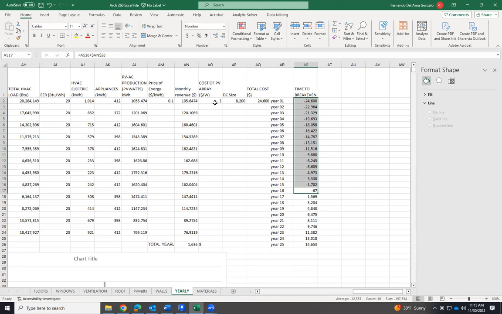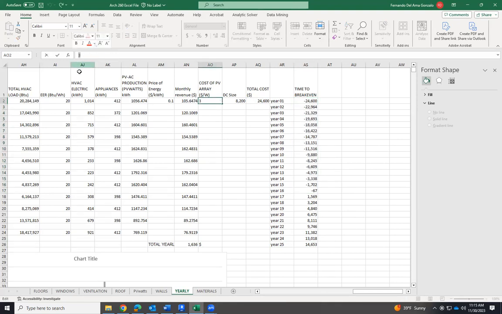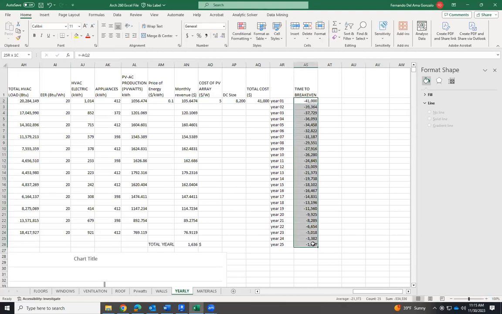It also depends on the cost of the PV array. If it's very expensive, we don't recover the investment. So if the PV array is very expensive and the price of energy is very low, it's not a good business. But if the price of the energy is quite high and the cost of the PV array drops, then in 3 years we can recover the investment.